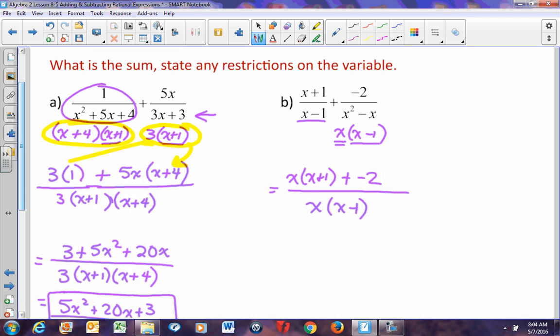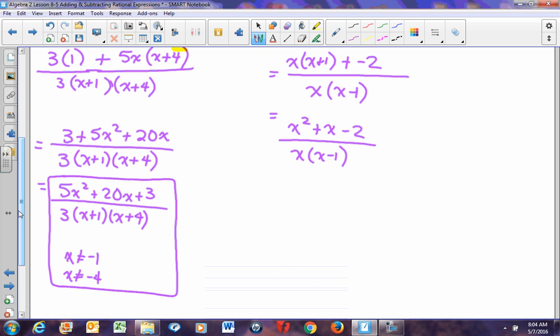So I can simplify here. I get x squared plus x minus 2 all over x times x minus 1. And I look at this and go, can I factor that numerator now that it's been combined? Yes, I can. I can factor this numerator up here. X squared plus x minus 2 will factor to x plus 2 times x minus 1 all over x times x minus 1. So the x minus 1s will cancel. So this will simplify to x plus 2 all over x.